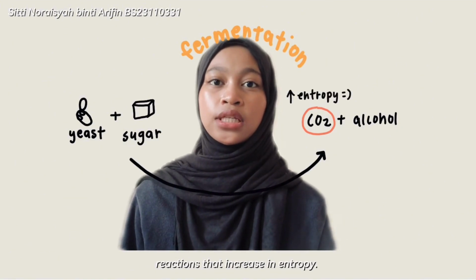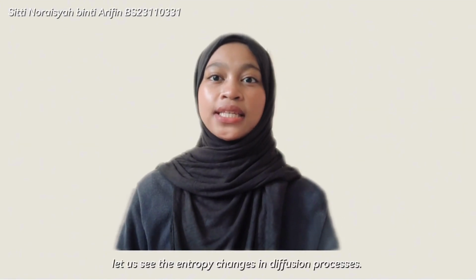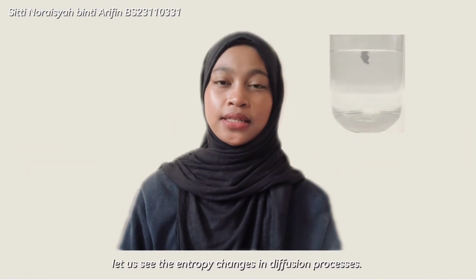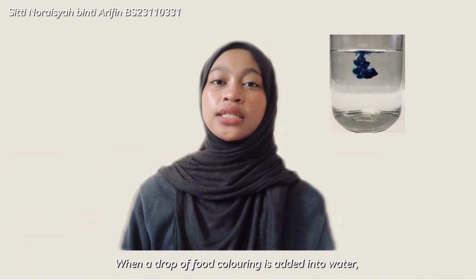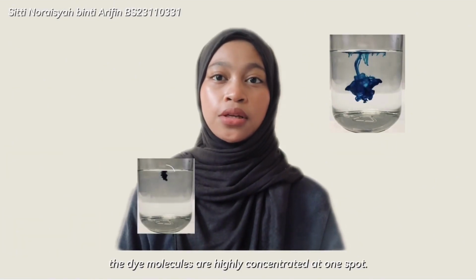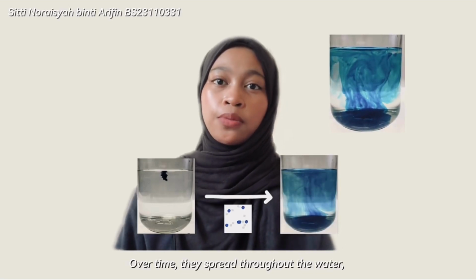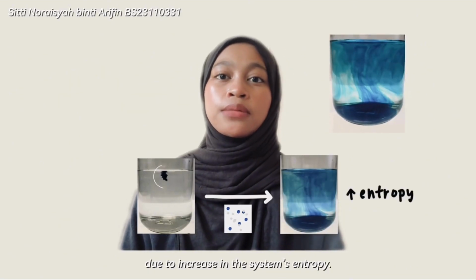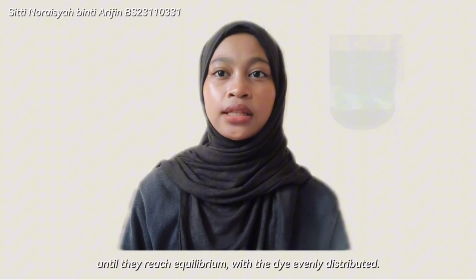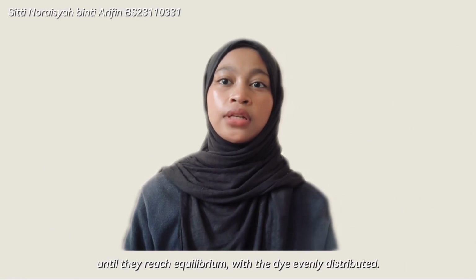reactions that increase entropy. Now, let us see the entropy changes in diffusion processes. When a drop of food coloring is added into water, the dye molecules are highly concentrated in one spot. Over time, they spread throughout the water due to the increase in the system's entropy. This will happen until they reach equilibrium with the dye evenly distributed.